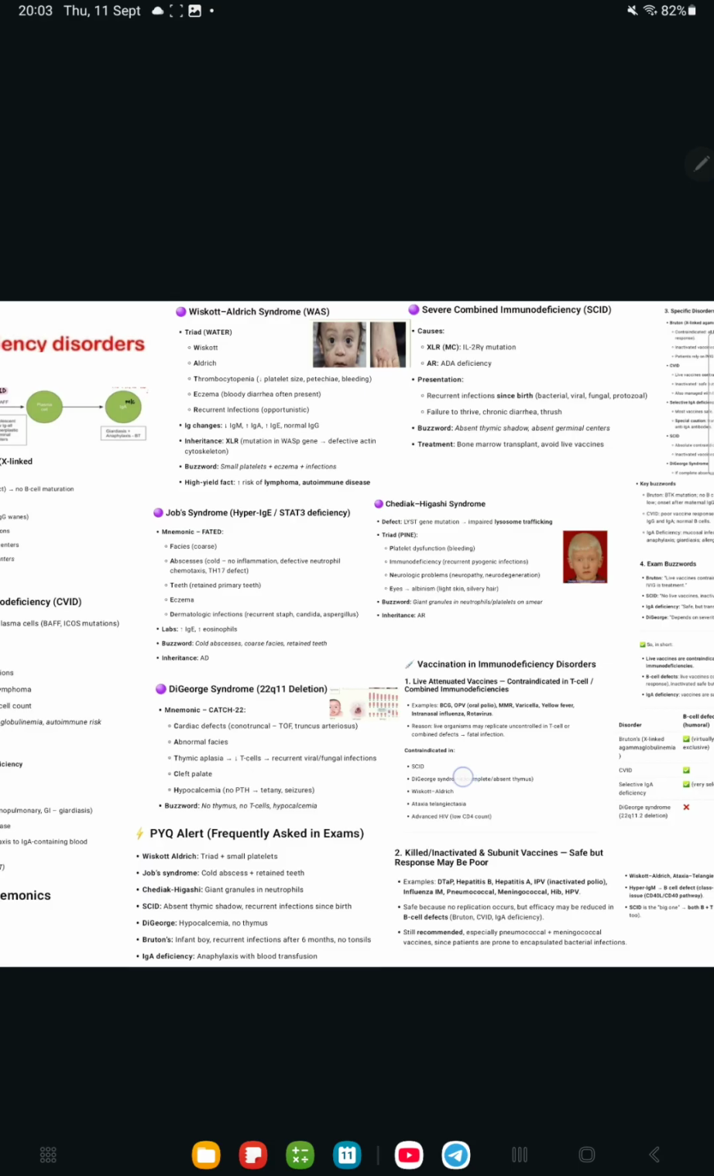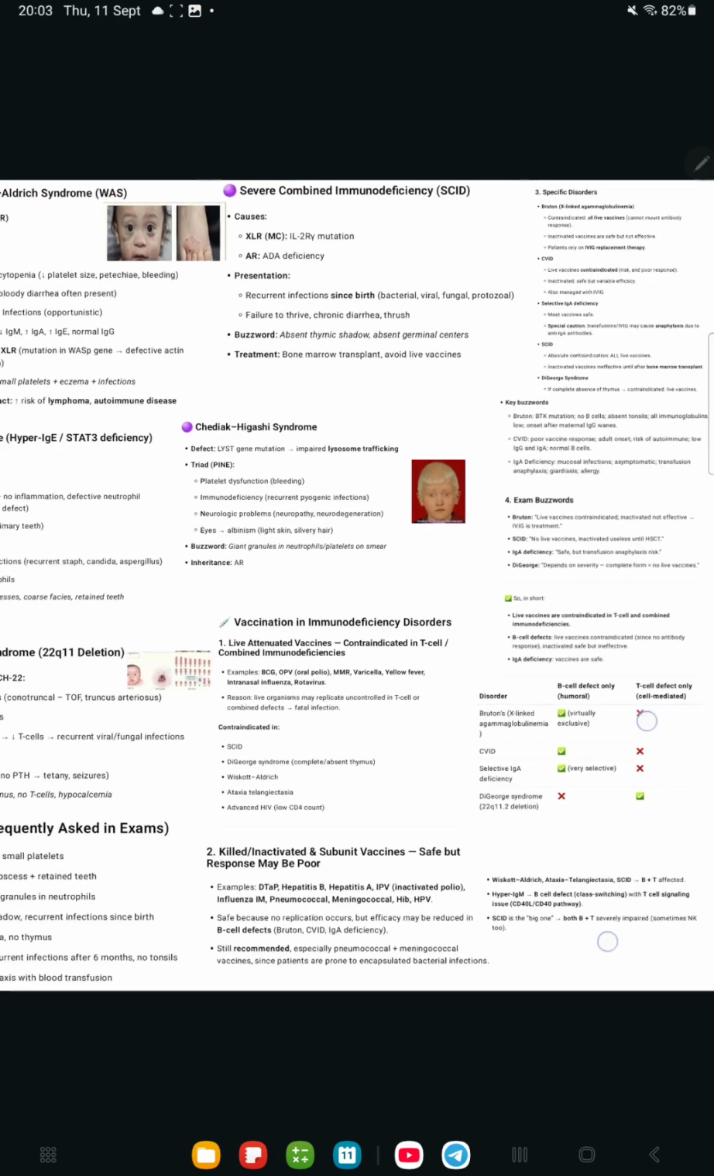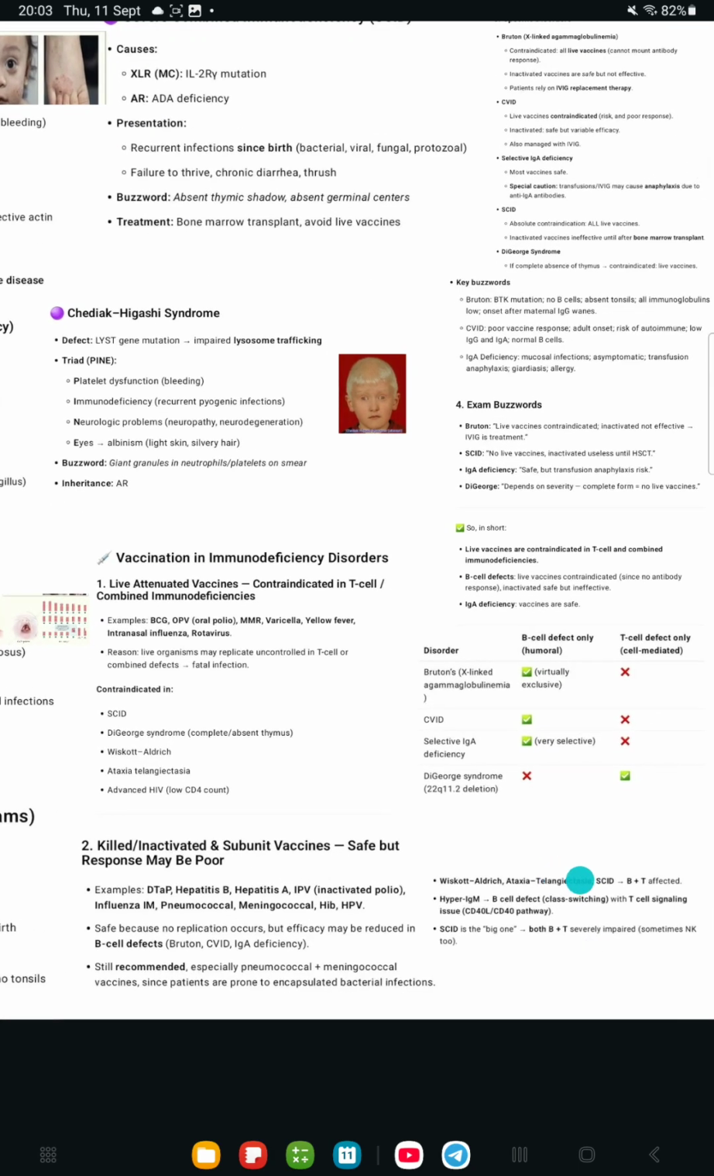One condition I forgot to add was ataxia-telangiectasia, where there is an ATM gene mutation. And what are the clinical presentations? I want you to tell me all the clinical presentations with this ataxia-telangiectasia. Telangiectasia and ataxia are already in the name. ATM gene mutation I have told. Whatever else is important, you tell in the comment box. Thank you.